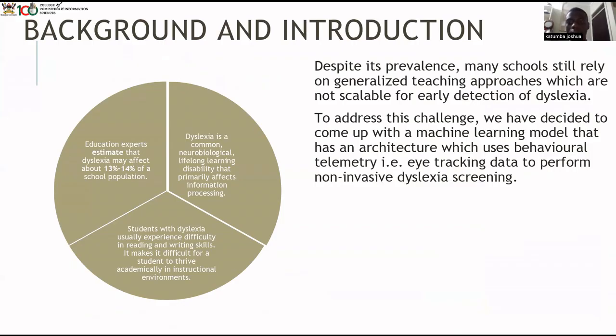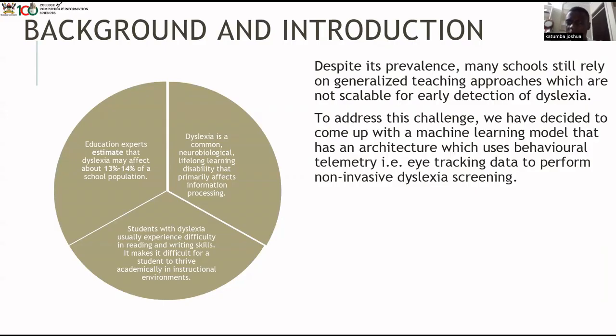information. And education experts estimate that about 13% to 14% of school populations have such a problem. How does this condition affect students? Number one, it makes it difficult for them to read or write properly. And it can affect the way they operate in academic environments.